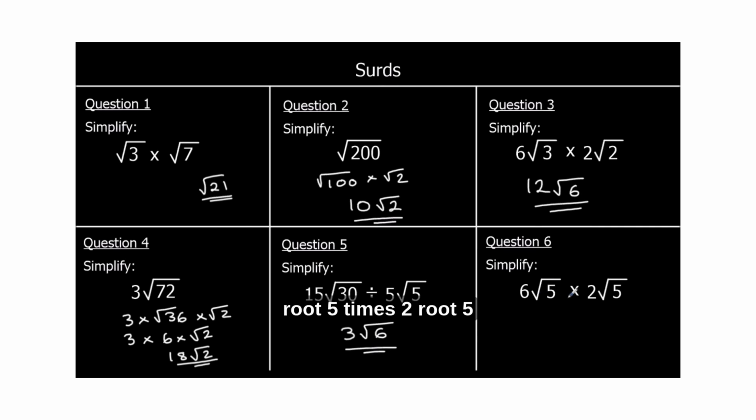And finally, question 6. I've got 6 root 5 times 2 root 5. So 6 times 2 is 12. And root 5 times root 5, I could write root 25, but root 5 times root 5, or root 5 squared, is just 5. So that's 12 times 5, which is 60.